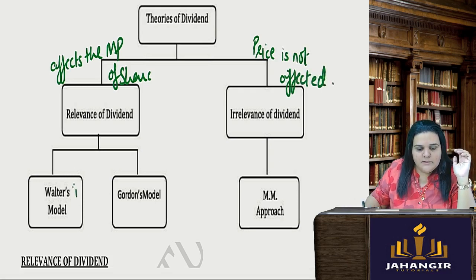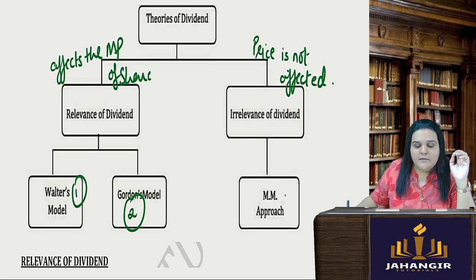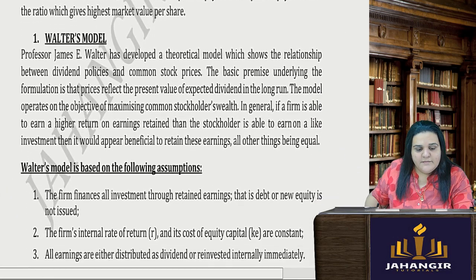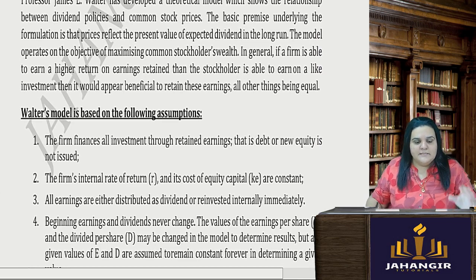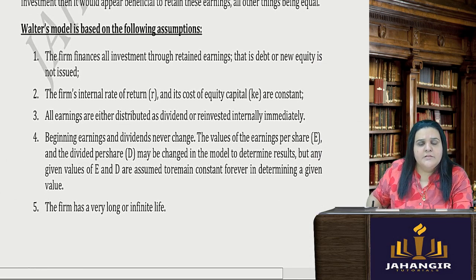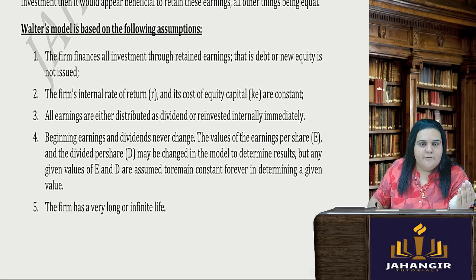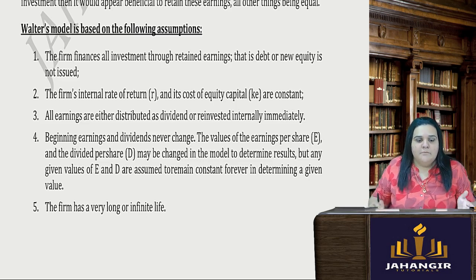One is Walter's model, second is Gordon's model for relevance of dividend, and then we have Modigliani and Miller's approach, where he talks about the irrelevance dividend theory. Now, relevance dividend theory, Walter's model, as per the sums, Walter's model and Gordon's model are one and the same. Walter talks about the dividend payout ratio, and Gordon talks in the form of retained earnings ratio. Both of them have some of the same assumptions which they have kept in order to give this particular theory. Now, what does Walter say?